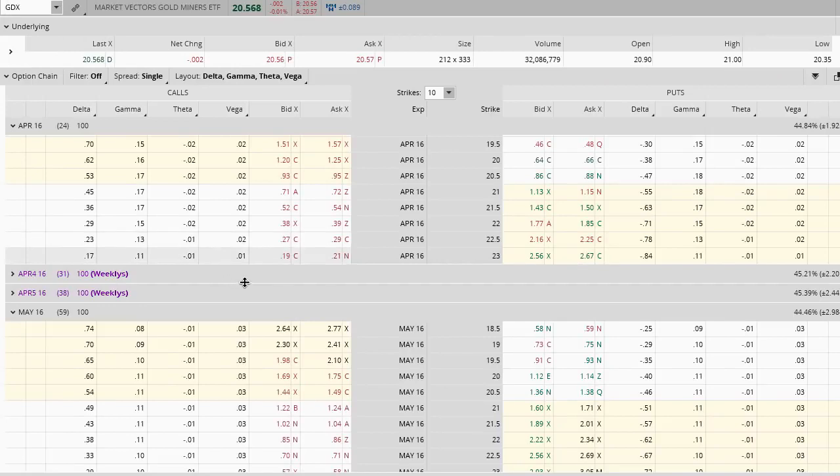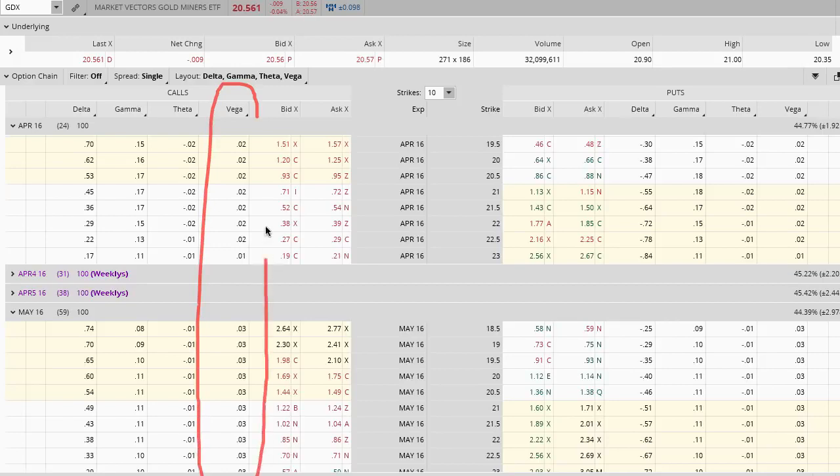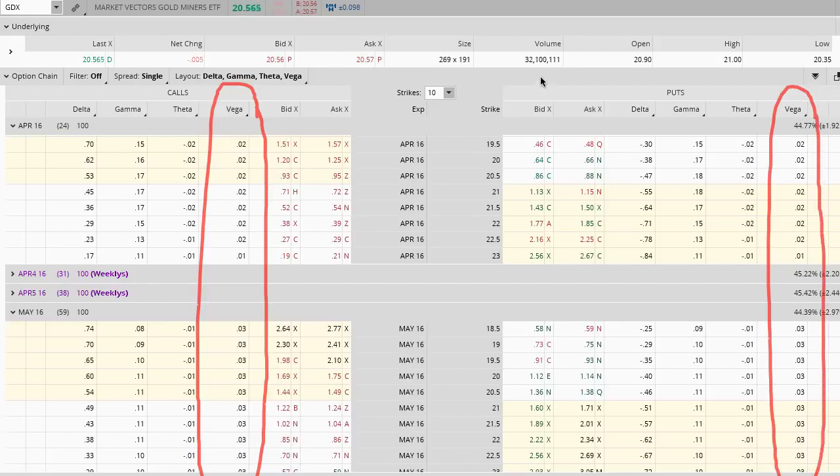So going back to our trade tab here with GDX, when we look at vega, which is volatility, we again see that vega is pretty much constant on both sides and is positive, because it's always looking for that 1% move up in implied volatility. Just like delta is always looking for a $1 move higher, vega is always looking at the next 1% move higher in volatility.